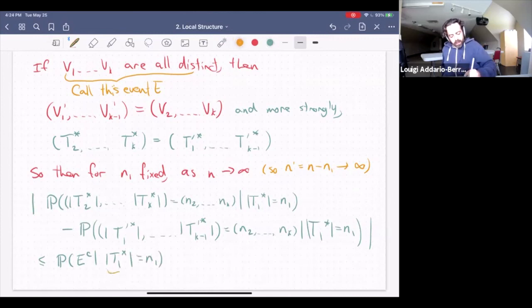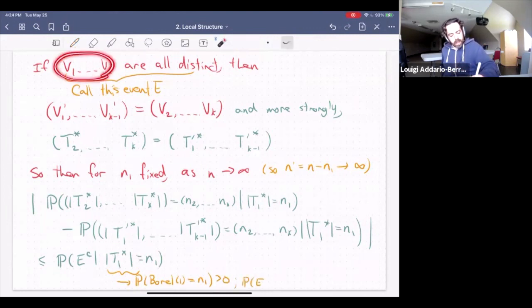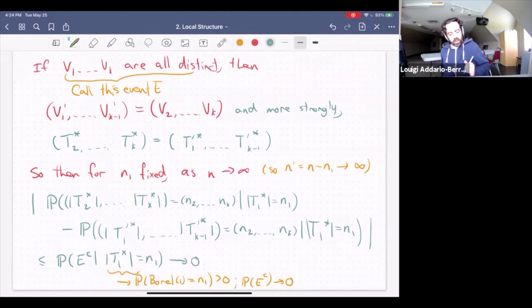But we know that that first size was asymptotically Borel distributed. So this converges to the probability that a Borel one random variable has size N1. So that's some positive value. On the other hand, the probability that there's a repetition among K uniform samples from a large set tends to 0. So the probability of E complement, the probability of the repetition, tends to 0. This one's positive, so that means the conditional probability also tends to 0.